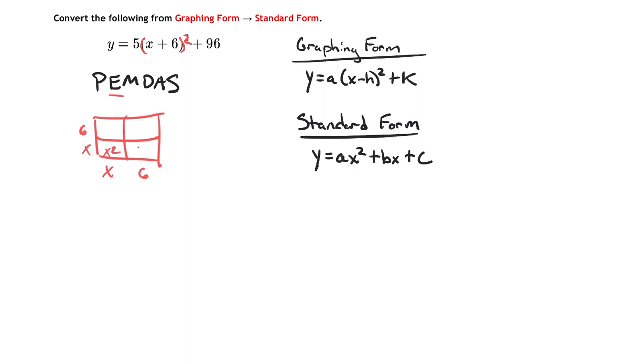So you have x squared plus 6x plus 36. So when you write that out, the sum of that is x squared plus 12x plus 36. That's all the stuff that we got from our exponents work.